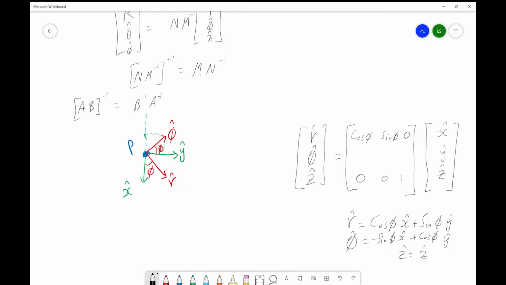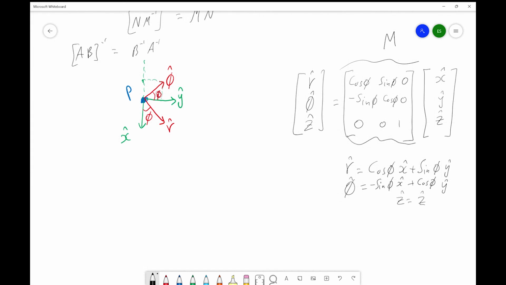So the transformation here is going to be minus sine phi, cosine phi, 0. And that's it. That is M, right? So M is this matrix. We found M. And then M inverse is simple. M inverse is from linear algebra, so you have to review linear algebra for this. You can either do cofactors and use the determinant, or you can find M inverse by inspection.